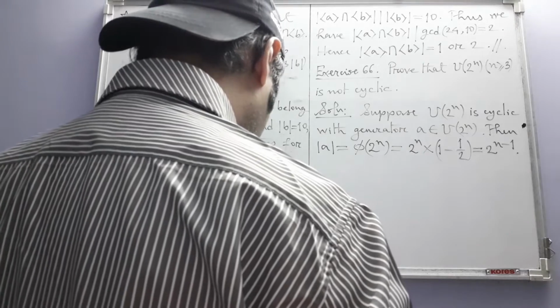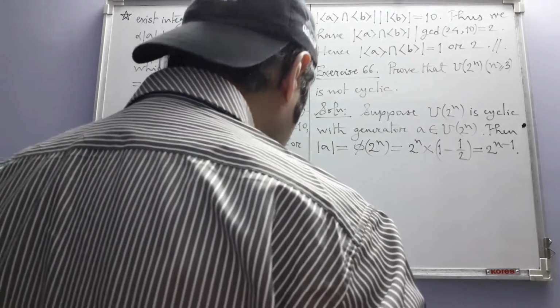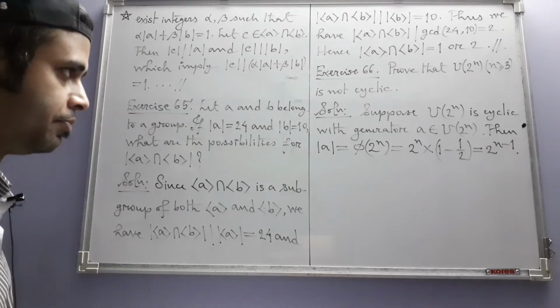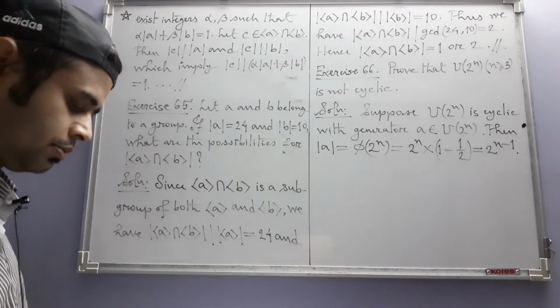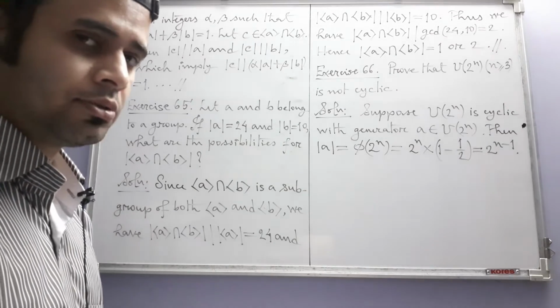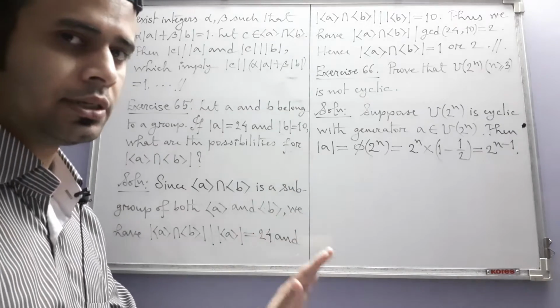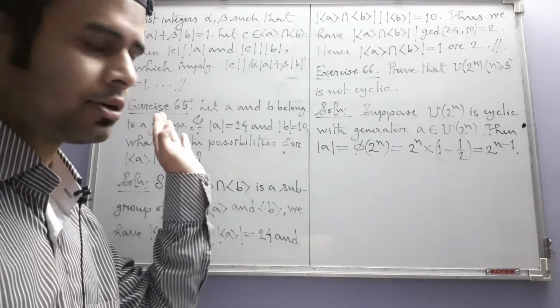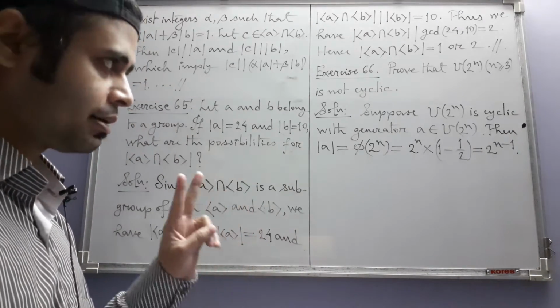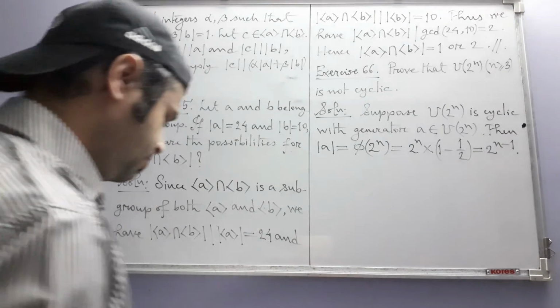Now we will observe that this group has two distinct elements of order 2. We are not saying it has exactly two distinct elements. We have already seen that that is not possible. At least two distinct elements of order 2 are there.